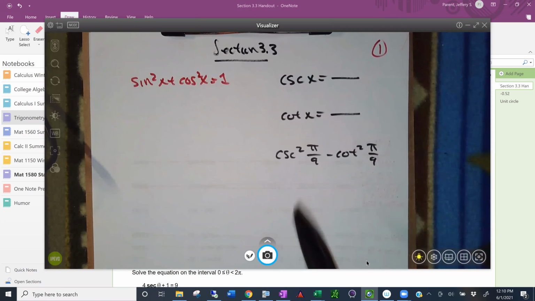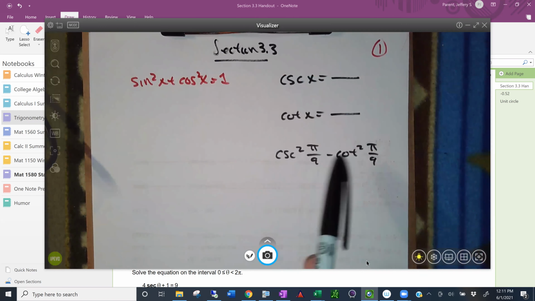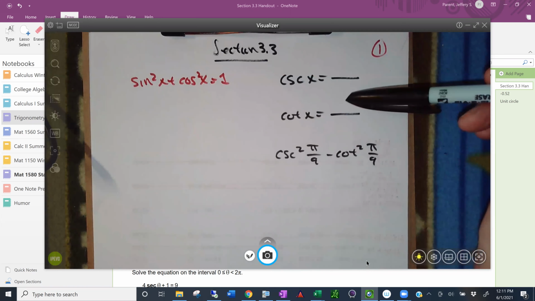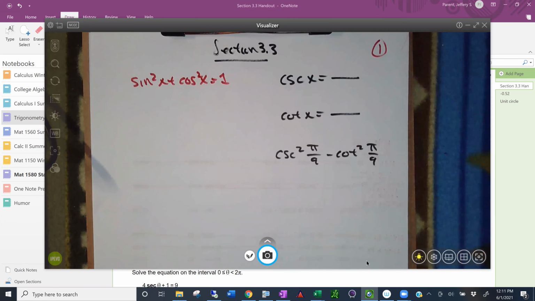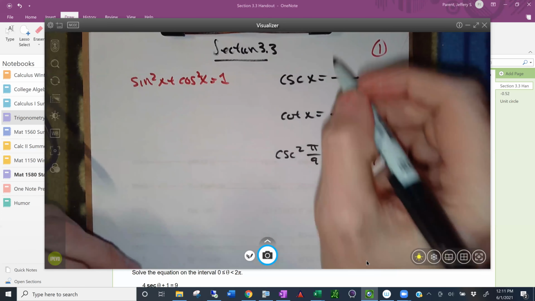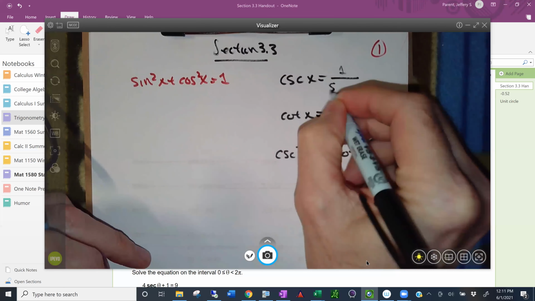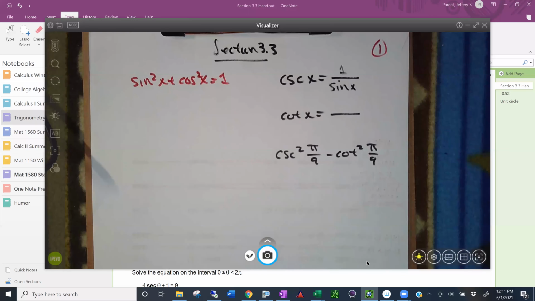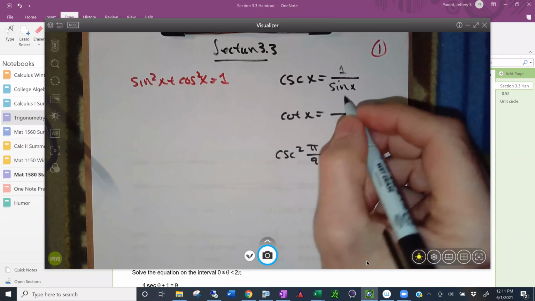So let's look at cosecant squared minus cotangent squared, and think about cosecant and cotangent. In terms of sines and cosines, what's your cosecant function? Anyone? 1 over sine. Thank you, Durade. 1 over sine. And someone else help me out for the cotangent. Cosine over sine.